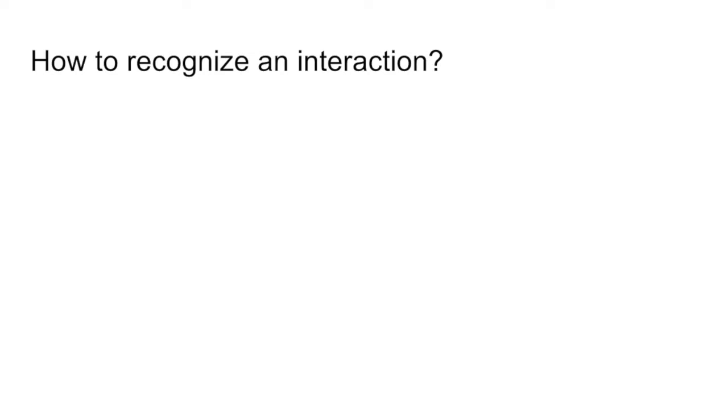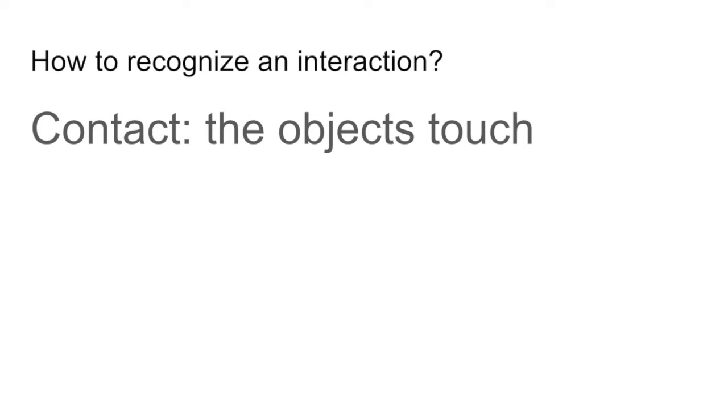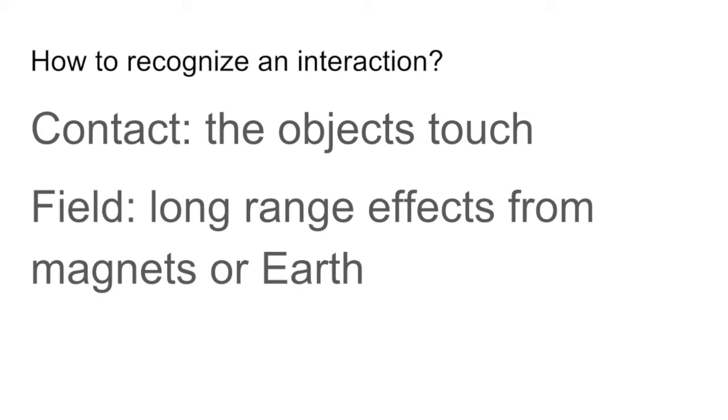Well, how do you recognize an interaction in the first place? Most interactions occur when there's obvious contact between them. However, things like magnets and the Earth can interact with objects they are not touching through their fields. These interactions involve energy stored in magnetic or gravitational fields between the magnet or Earth and some other object.